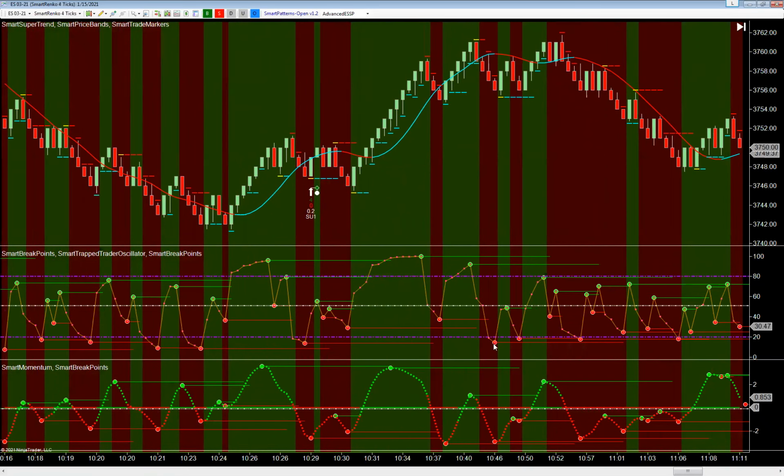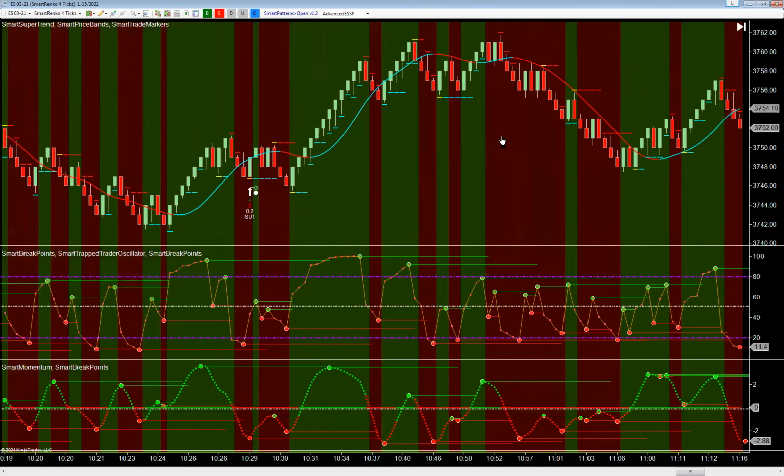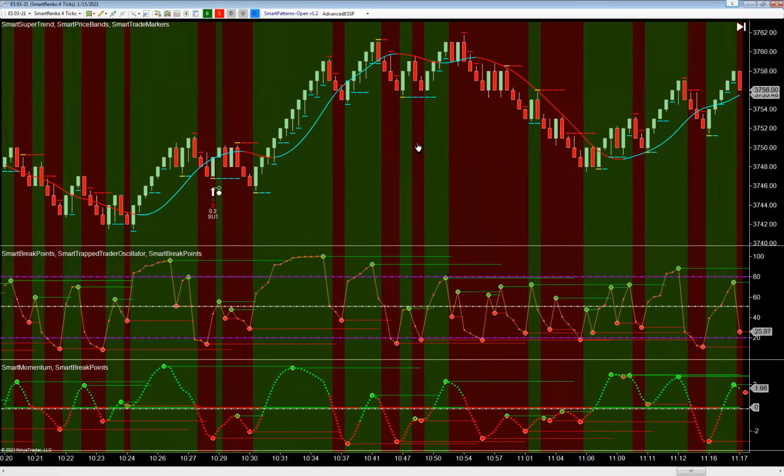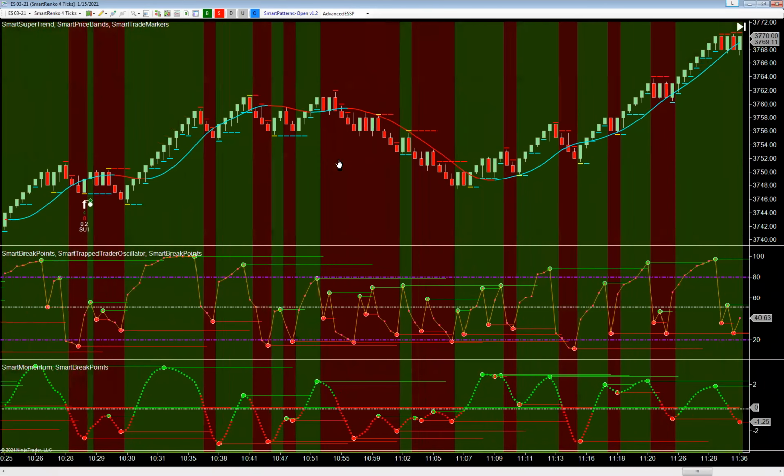So here we have Trapped Trader Oscillator being undervalued, which goes up, but it's a red smart price band. So it's not a combo signal. You could trade from this extreme and do real well. And then when the market really starts to smoke, it doesn't work. And we like to have high probability of the situation being in our favor.